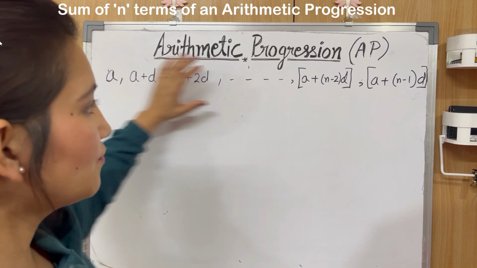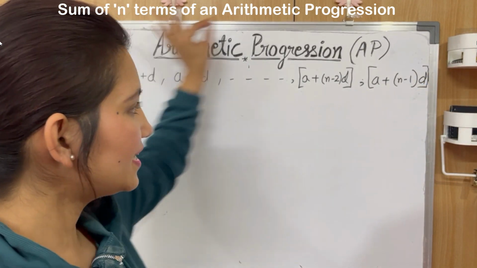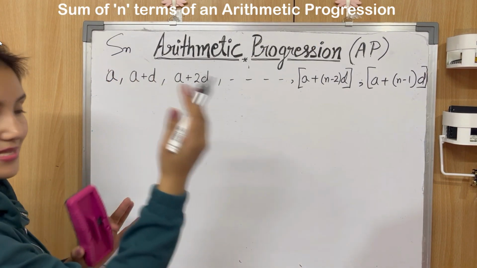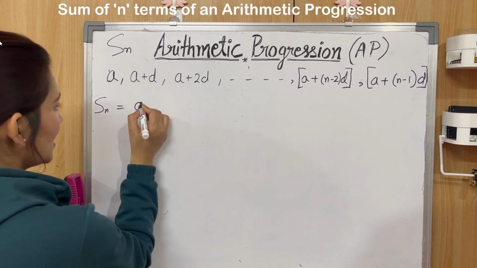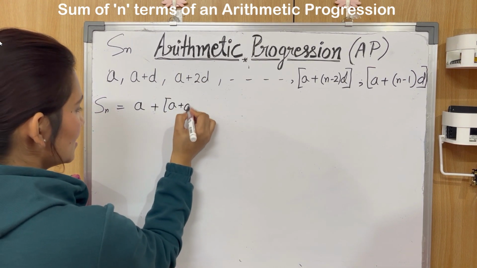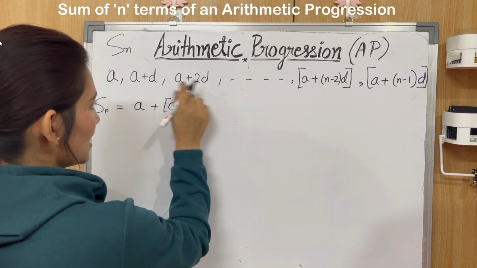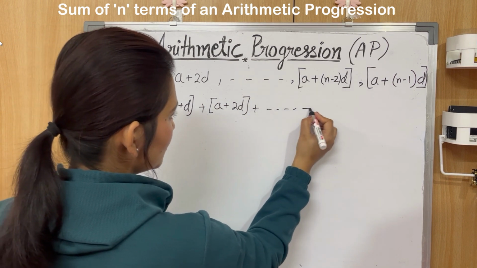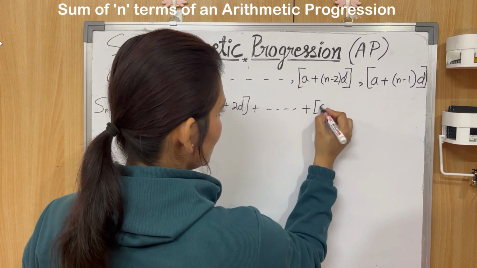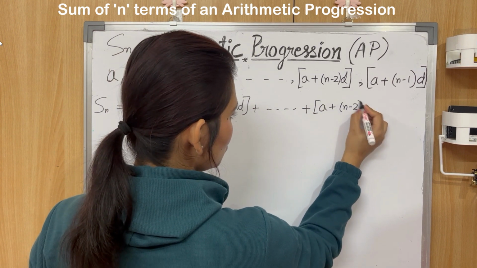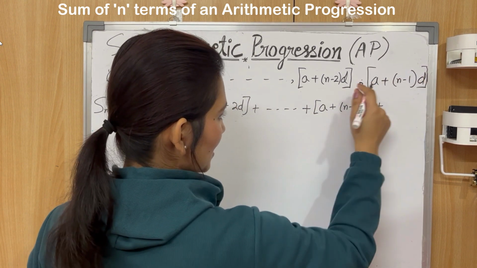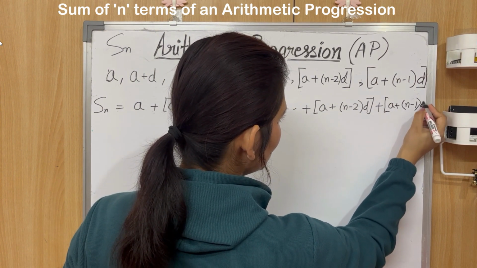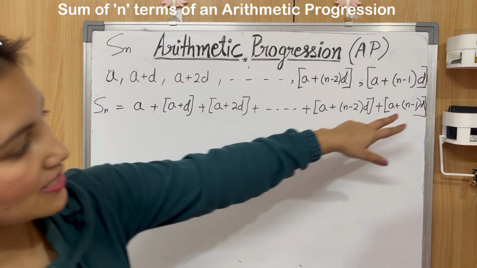We need to derive a formula to find the sum of these n terms of this AP. We need to find Sn. So Sn means the sum of all these terms: A plus the second term, A plus D, plus A plus 2D, right? And so on. Then this term A plus (n minus 2)D, and then the last term, A plus (n minus 1) into D.